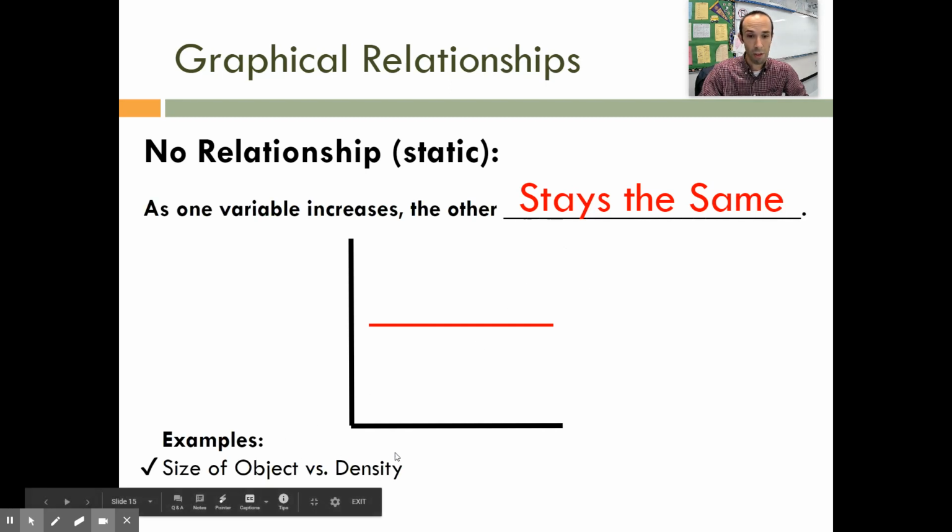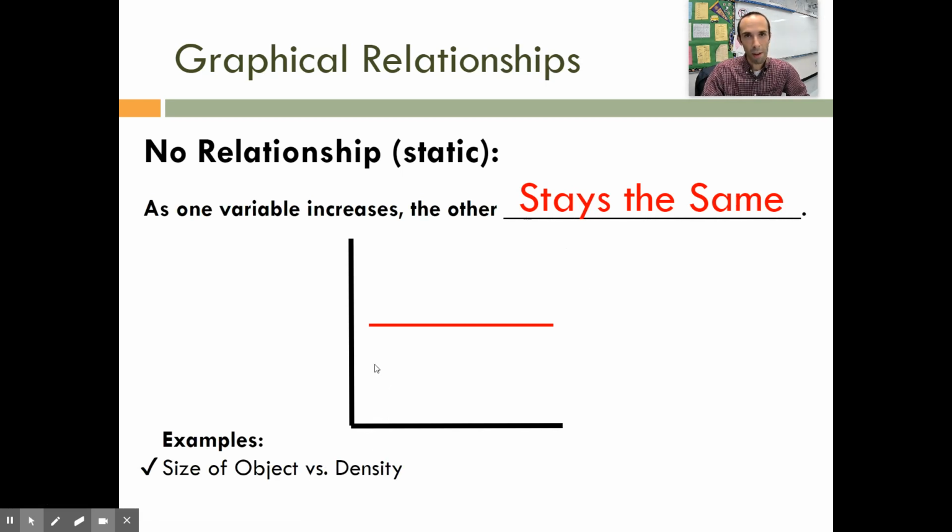And a really good example of this is something that we dealt with in your lab, density. No matter how big or small the object is, if it's made out of the same material, the density stays the same. So that's a really good static relationship.